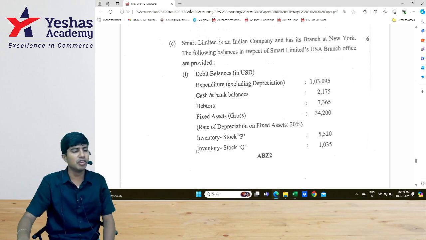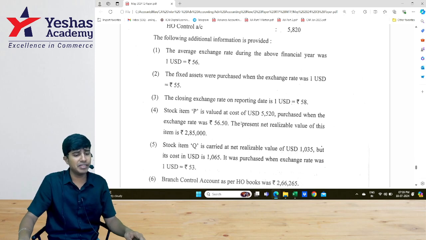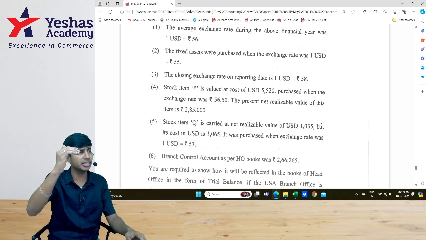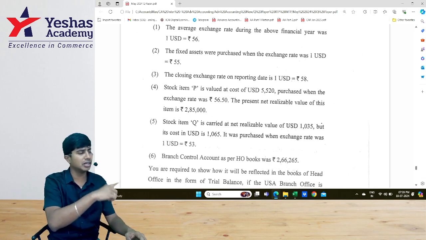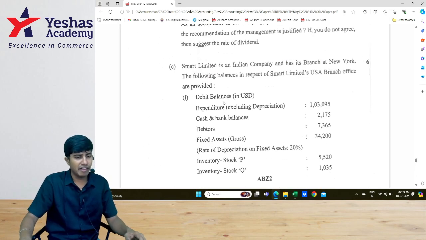This question also has a beautiful adjustment on the topic of inventory. They have given some data with regard to NRV of the inventory. So we need to take the inventory outside the trial balance, check the cost, check the NRV, check whichever is less, and then consider it back into our trial balance. Can we start? To begin with, we have debit balances.